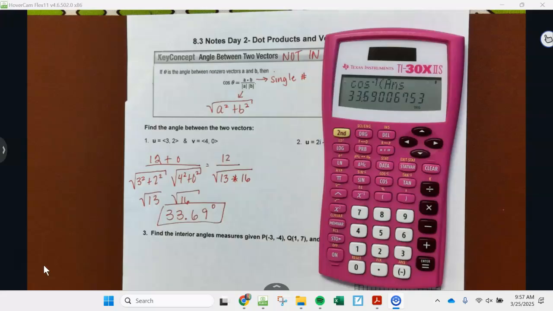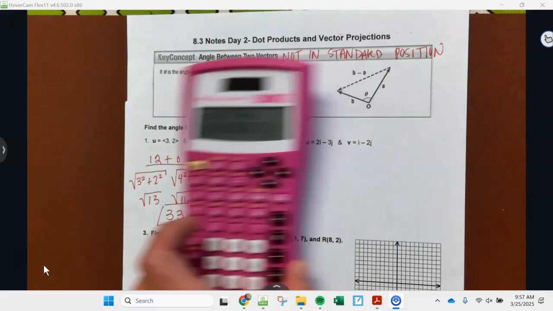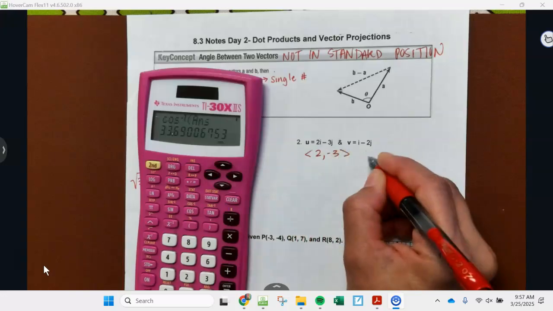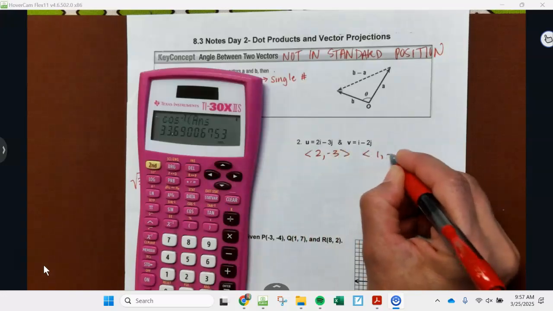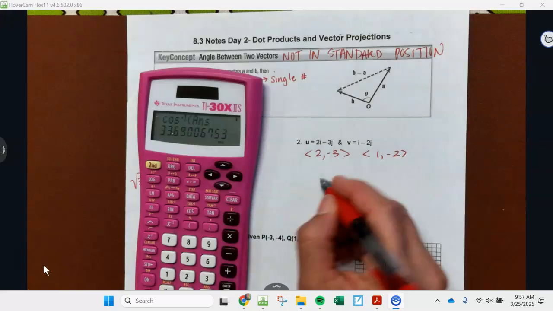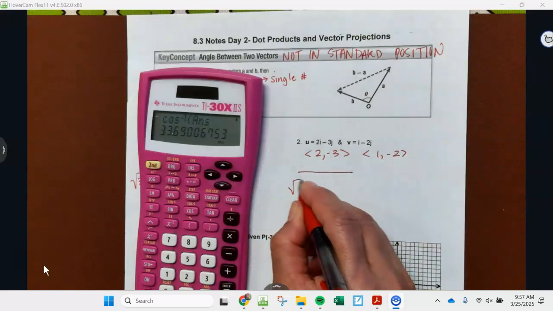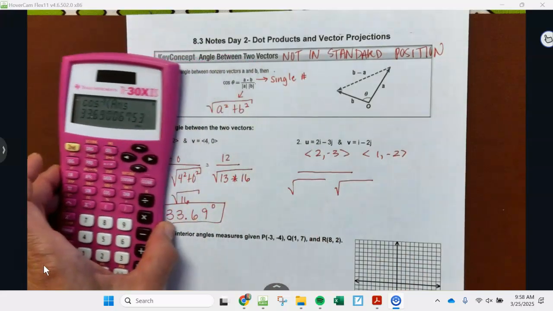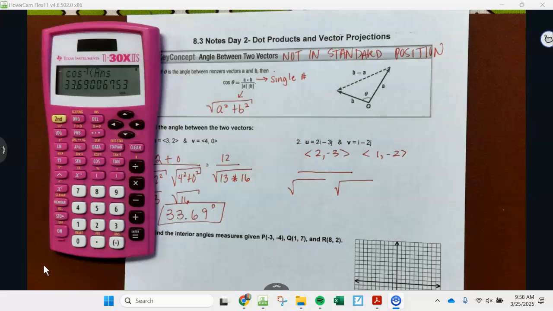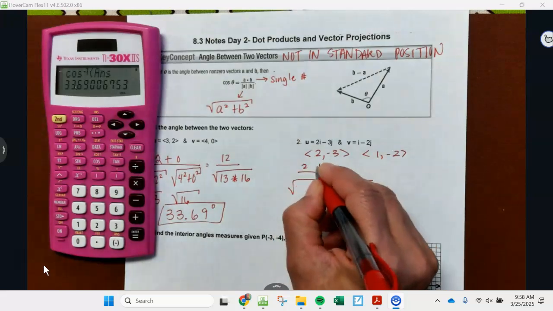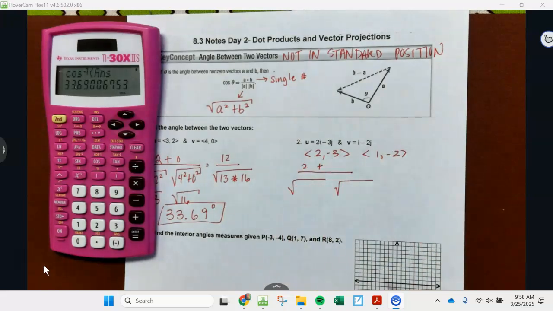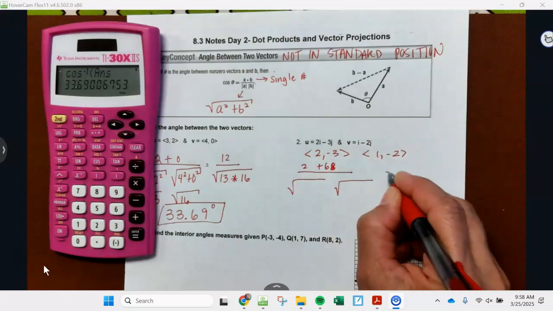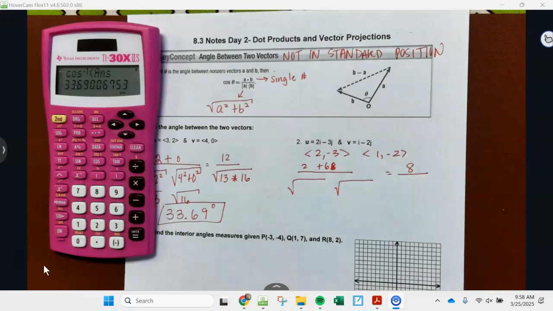Let's do it again. Number 2 is in linear combo form, but it's pretty much the same thing. So U is 2, negative 3, and V is 1, negative 2. So I'm just going to use my dot product and find those two magnitudes down there. So 2 times 1 is 2, plus a negative 3 times a negative 2 is a positive 8. I'm sorry, it's a positive 6. It's going to turn into an 8. I went a little too fast there.